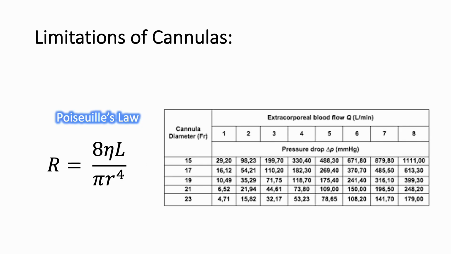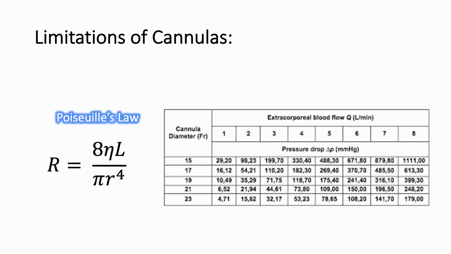Finally, the amount of blood that can be moved by a blood pump is limited by the caliber or size of the return cannulas. In the same way that smaller IV gauges create issues with rapid fluid administration due to Poiseuille's law, which states that resistance to flow is proportional to the inverse of the radius to the fourth power.